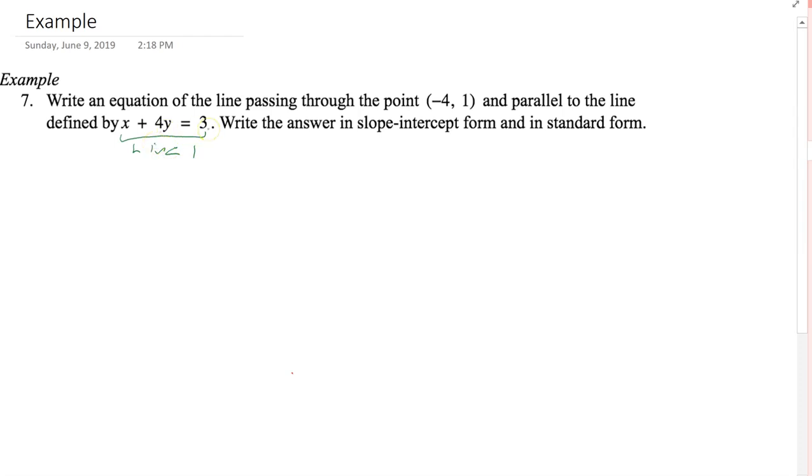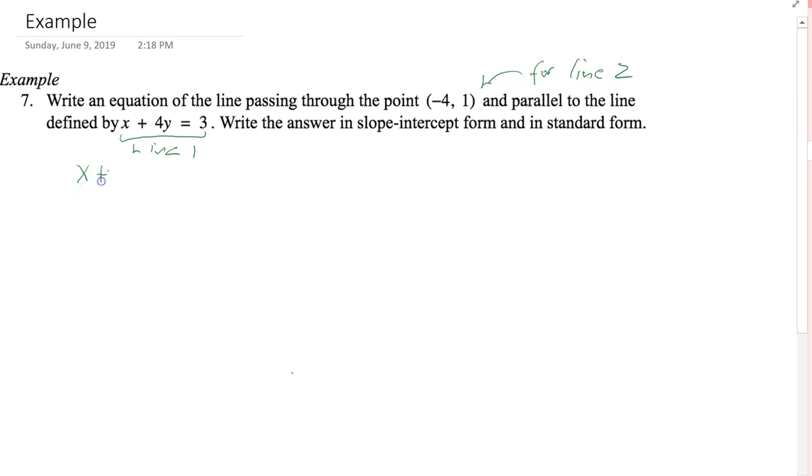And the other line, which is parallel to line 1 and passing through the point (-4, 1), we will call line 2. So that point is for line 2. For line 1, we want to find the slope, let's call that m1. In order to find m1, we want to rewrite line 1 in the form y equals mx plus b.